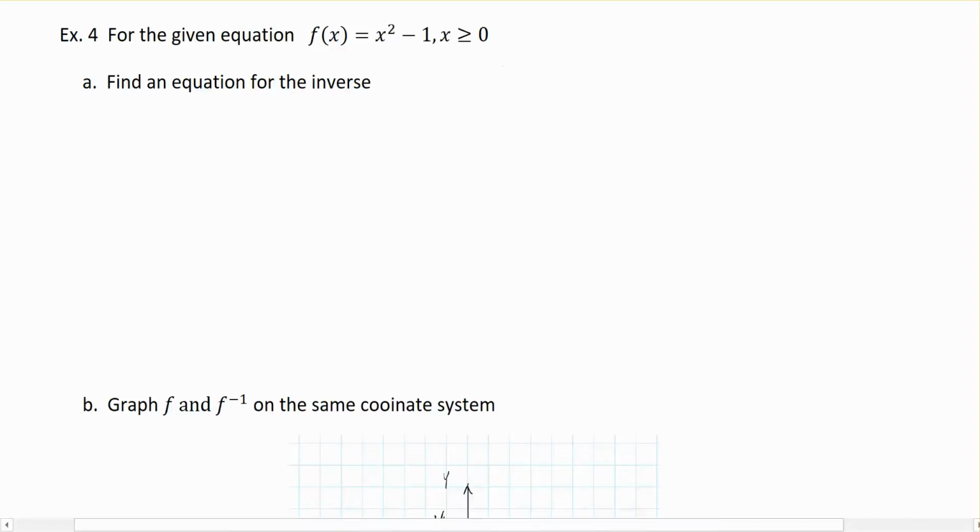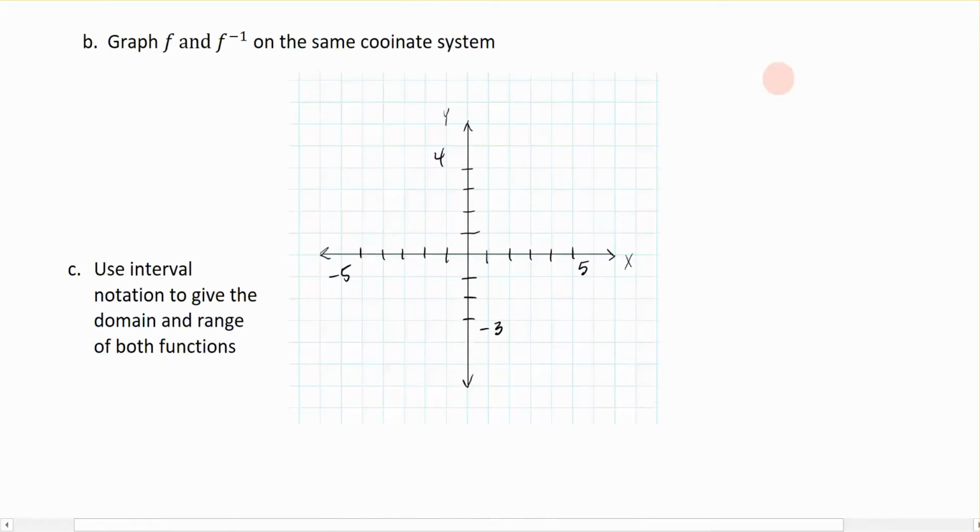Well, in this video, we're going to put the whole thing together. We are going to be given an equation where we want to find the inverse of that equation. We're then going to go through and graph both the function and its inverse on the same coordinate system, and we will find the domain and range for both of those functions.